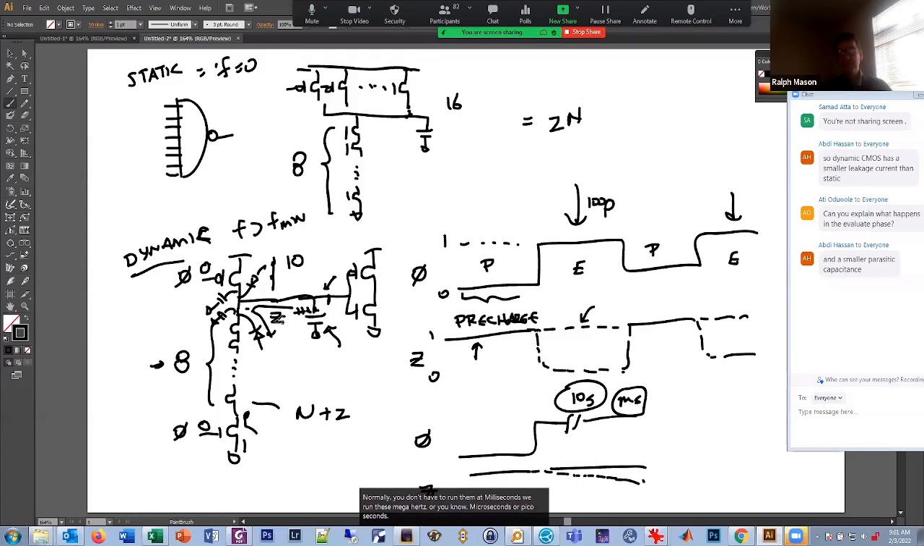I'm just saying there is a minimum. You can't just put them on hold. We'll see later on, when we want to stop a circuit and leave it in some mode, you can't do that with these. You've got to keep clocking them. Okay.